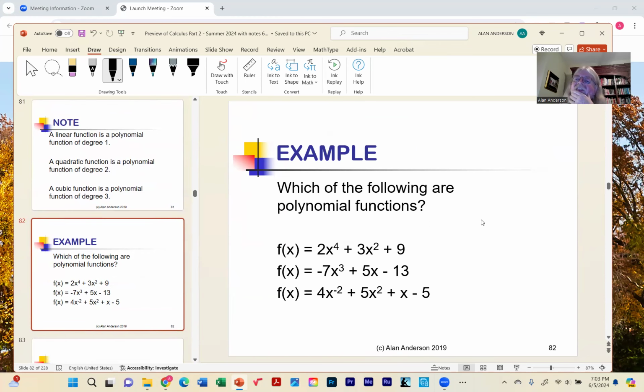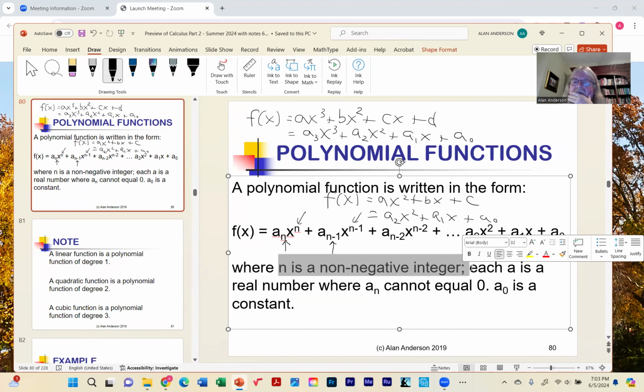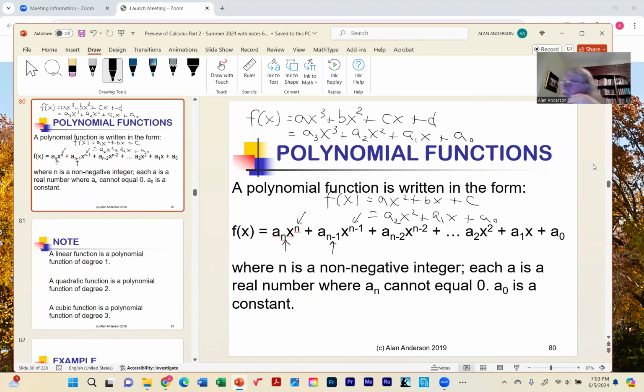Now, there's just one thing, though, we have to watch out for. The exponents are restricted to being non-negative integers. Okay, so that means the exponents are 0, 1, 2, 3, 4, etc. Anything else means that whatever this function is, it's not a polynomial.